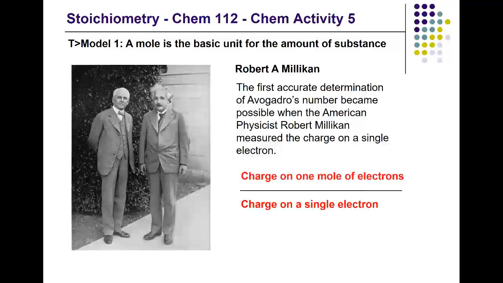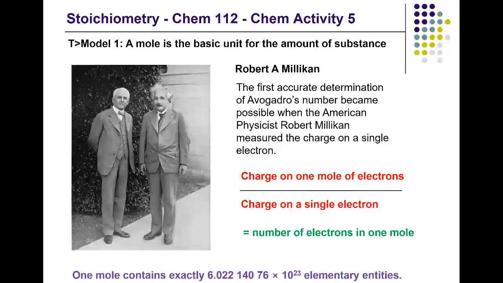The idea here is the charge on 1 mole of electrons was known to high accuracy and precision, like to 9 significant figures. The charge on the single electron was determined, and of course dividing the top number by the bottom number allows for the determination of the number of electrons in 1 mole. Since then, Avogadro's number has been determined by several other methods, and this is currently the accepted value presented here on the screen. In the picture on the left, you can see Robert A. Millikan as well as Albert Einstein, as they indeed worked together in relation to the photoelectric effect.